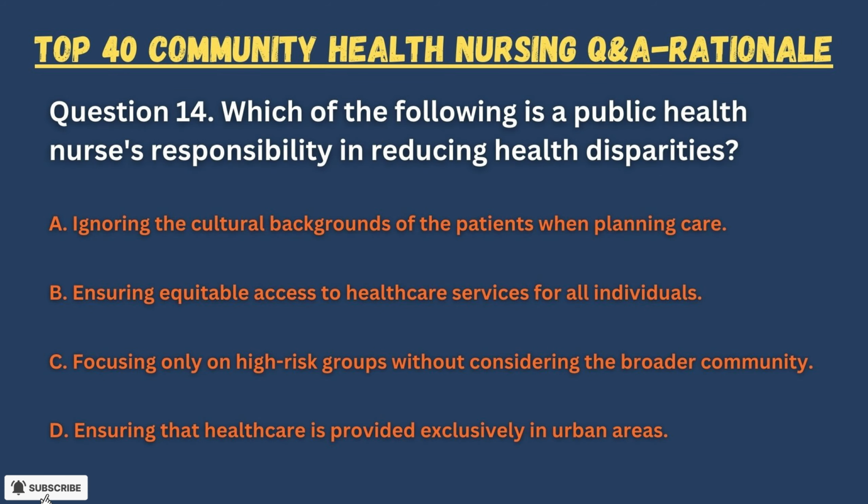Question 14. Which of the following is a public health nurse's responsibility in reducing health disparities? A. Ignoring the cultural backgrounds of the patients when planning care. B. Ensuring equitable access to healthcare services for all individuals. C. Focusing only on high-risk groups without considering the broader community. D. Ensuring that healthcare is provided exclusively in urban areas.